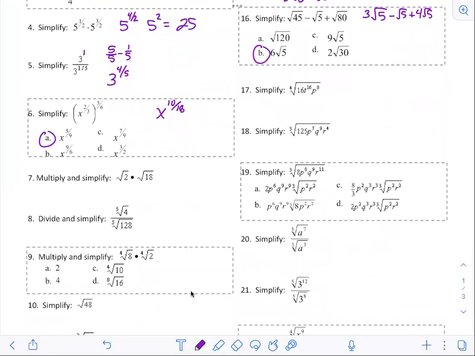17, we're taking out all of our perfect fourth roots. So the fourth root of 16 is 2. And then we're looking to see how many times 4 goes into 16 and how many times 4 goes into 8. So that's going to be t to the 4th power. 4 goes into 16 4 times. 4 goes into 8 2 times. So that reduces to 2 times t to the 4th times p squared.